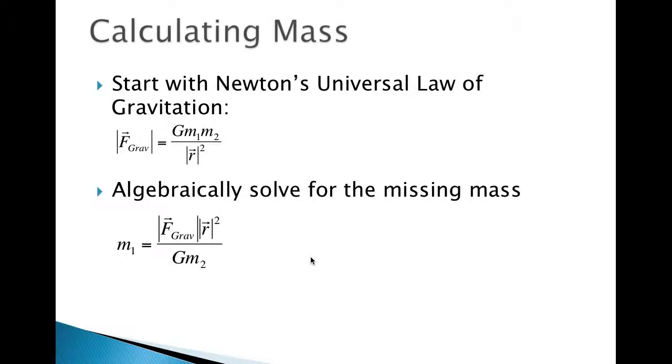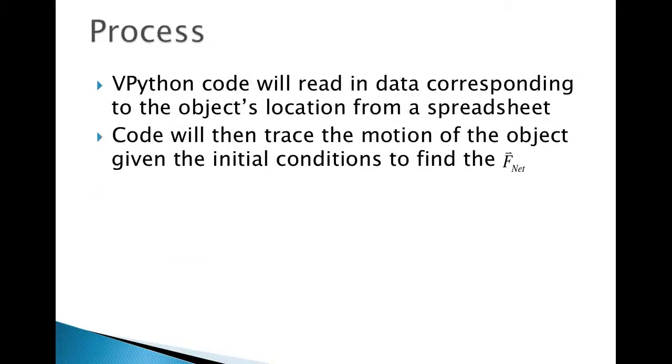So to calculate the mass of the black hole, one has to algebraically manipulate the system, which defines the mass of the black hole to be equal to the magnitude of the gravitational force times the magnitude of the displacement squared over Newton's gravitational constant times the mass of the star.